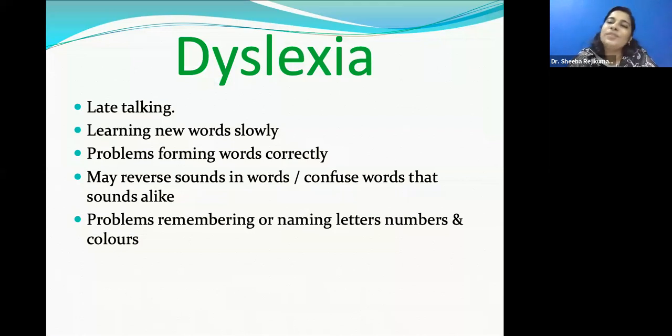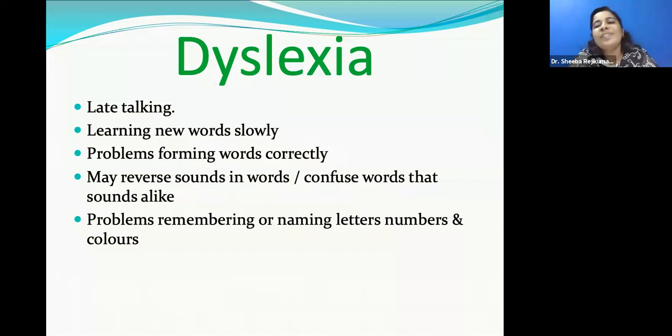But when it goes on, when he is going to higher standards and he still is confusing B with D, that's the trouble. So when you go through the notes, you can see instead of writing saw, S-A-W, they will be writing was, W-A-S. Instead of writing left, they will be writing felt. So this is a problem. And while spelling these things too, they can get a trouble.